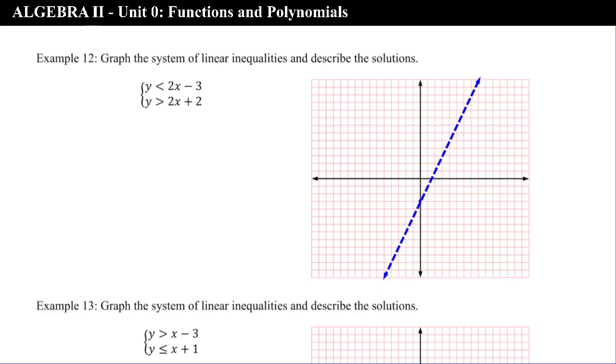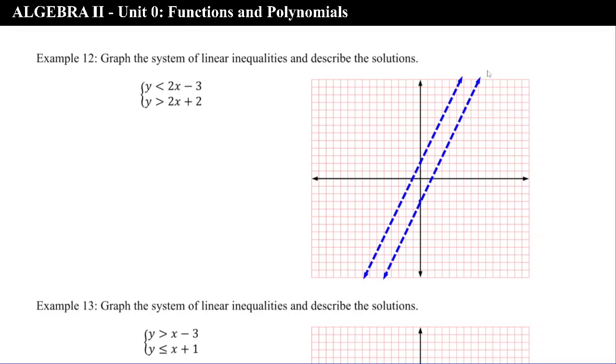All right, let's take a look at our other line. Our other line is going to have a y-intercept of 2, but our slope is going to be the same. And so our line is going to look like this when we graph it. Well, now we have our two boundary lines graphed.